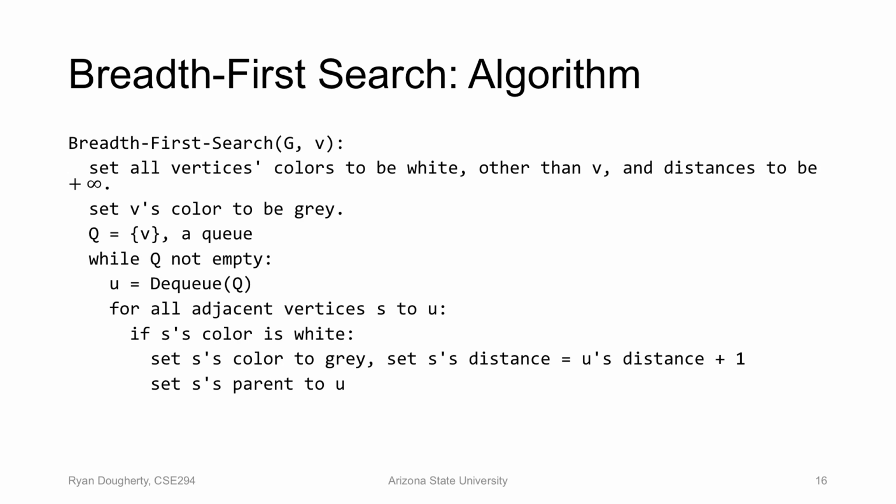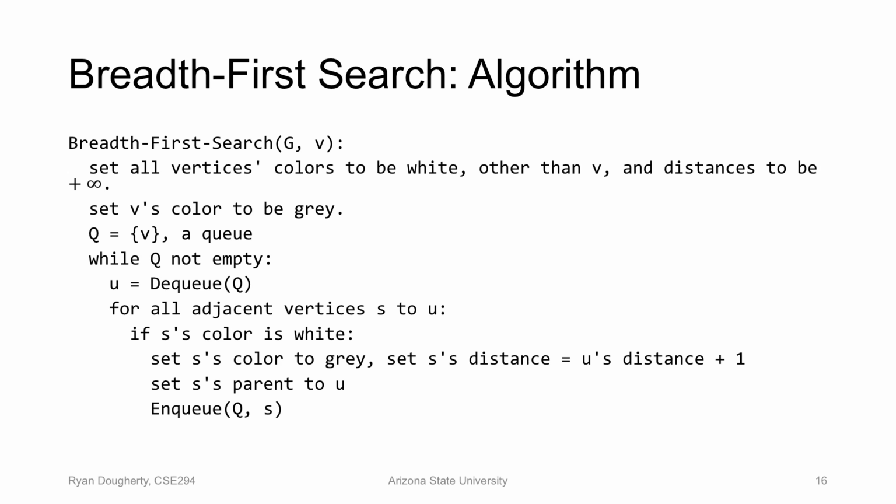So we are setting S's color to gray because we will consider it in the future. We know what S's distance is from the vertex V, and we know what vertex was able to find S first. And since I'm going to be considering it in the future, I better add it to Q, because now it's on the frontier.